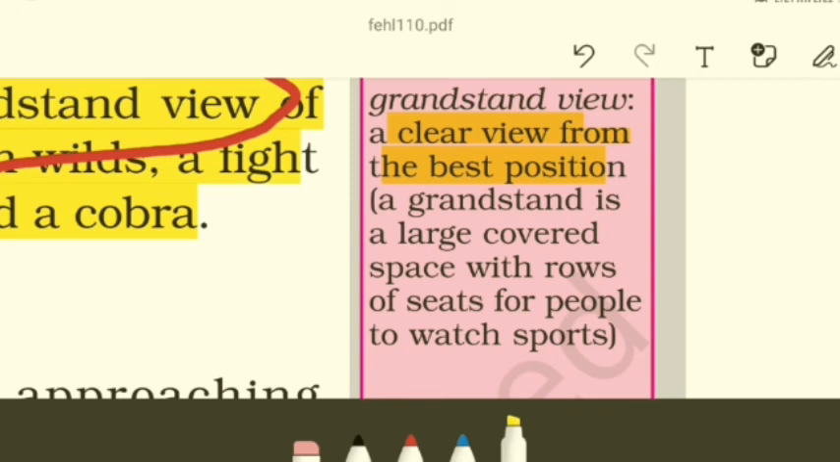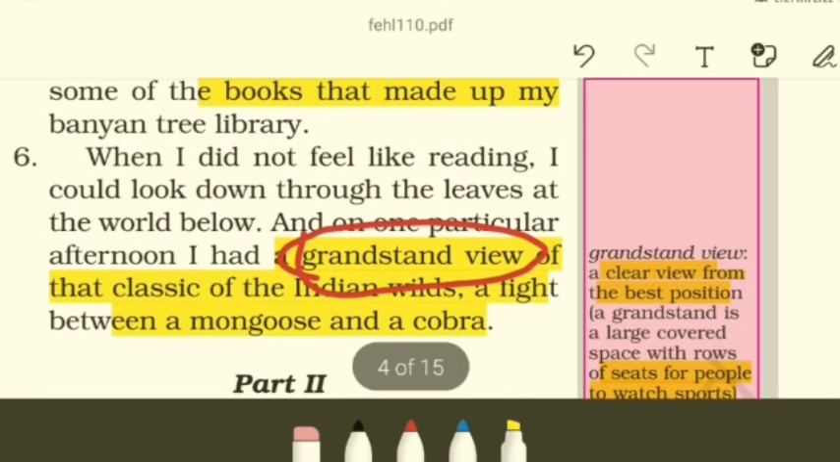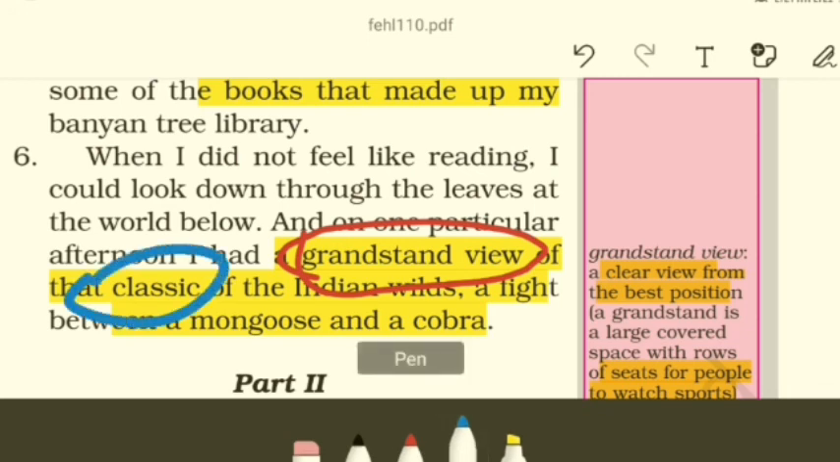So what is a grandstand? A grandstand is a large covered space with rows of seats for people to watch sports. Usually it happens in a cricket stadium, football stadium, and so on. So if you are in a grandstand, you are seated comfortably to watch the live action. The writer referred to the tussle or the fight between the cobra and the mongoose of course, as something extraordinary. He described it as a classic of the Indian wilds. So a fight between an Indian cobra and a mongoose, simply love watching the same.